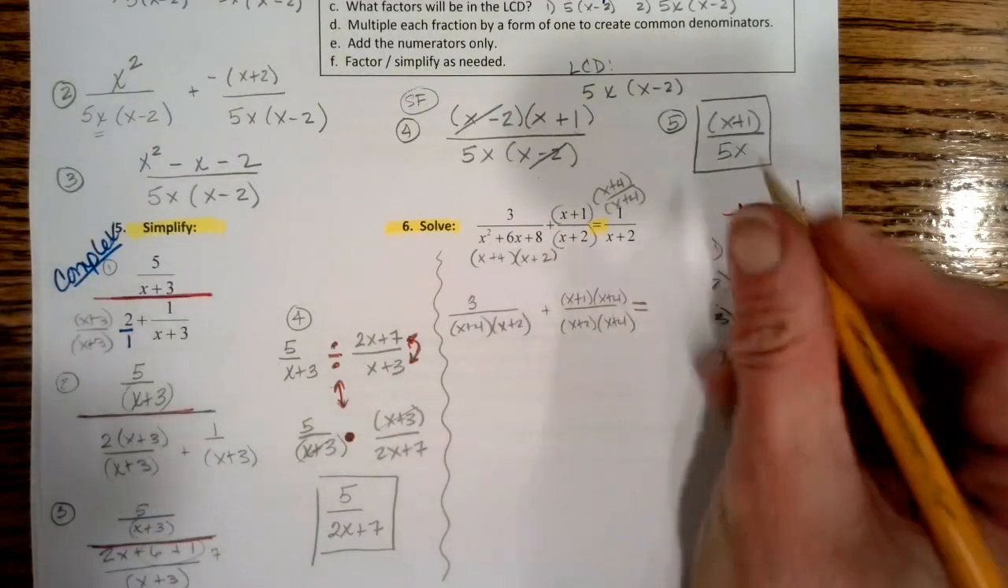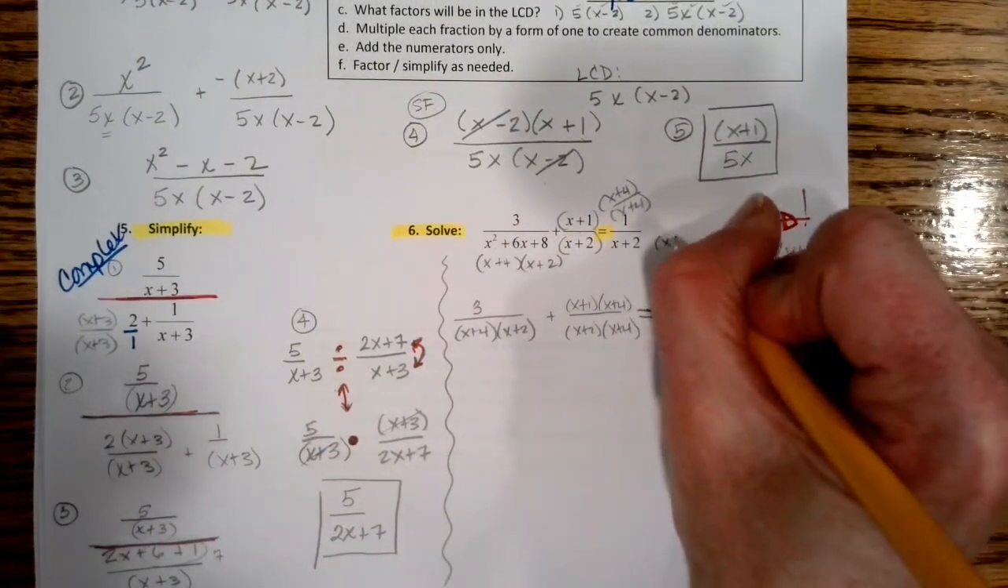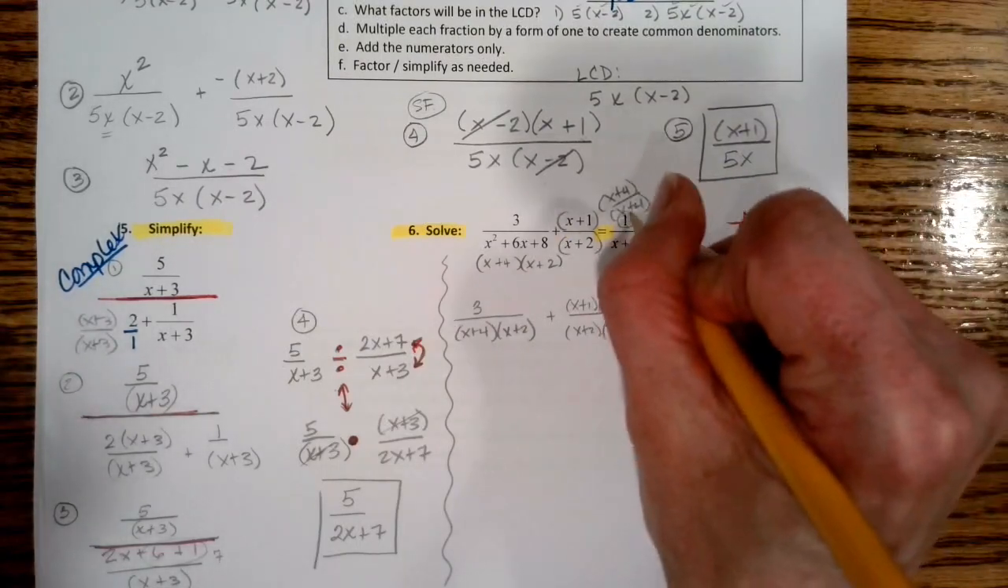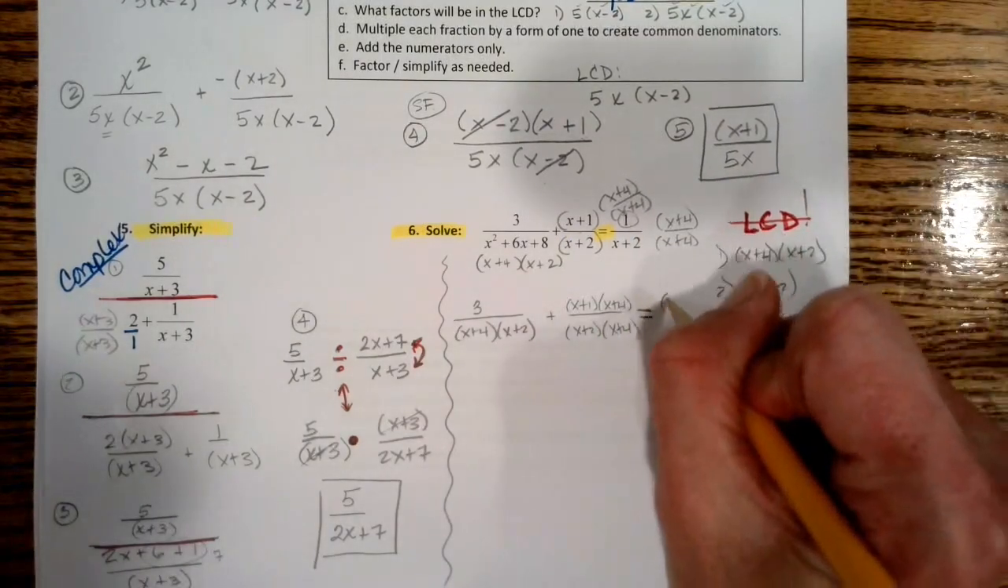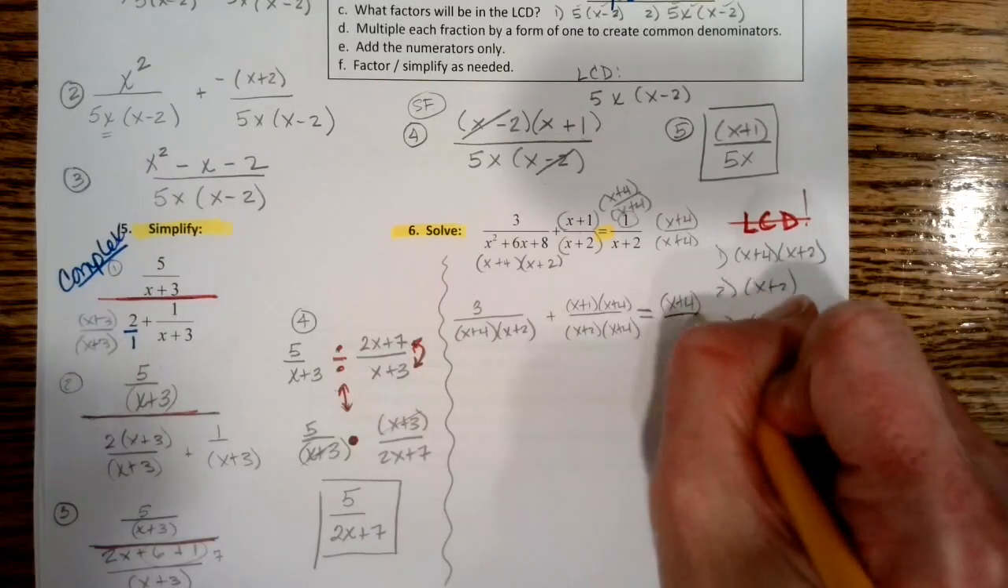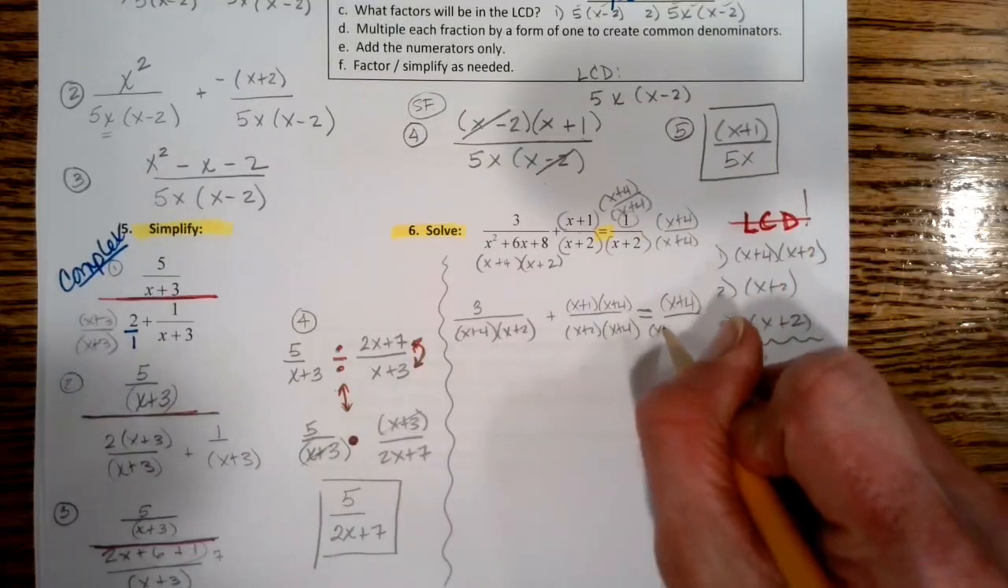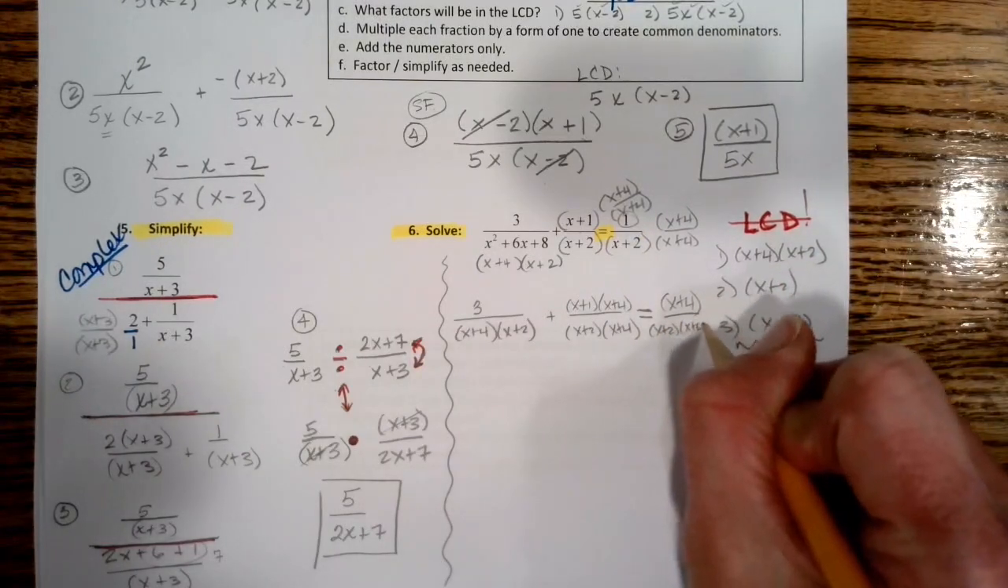This last fraction also needs an x plus 4 on the top and the bottom, because all I have is a 1. x plus 4 is in my numerator, and my denominator is going to be this x plus 2 times this x plus 4.